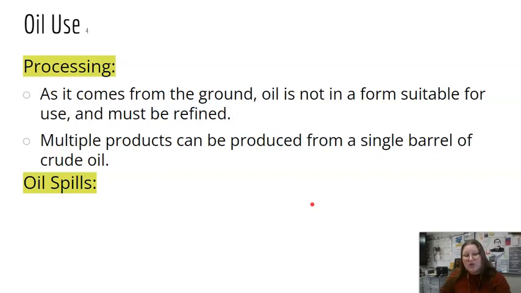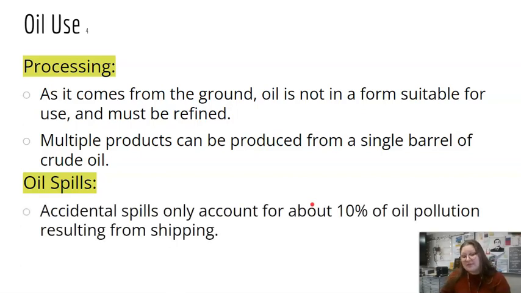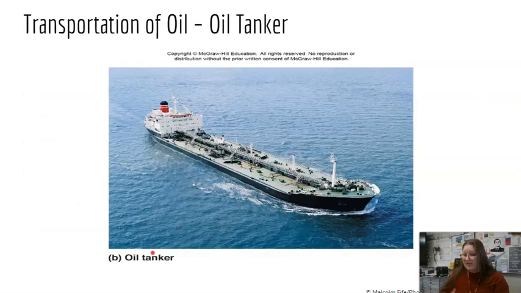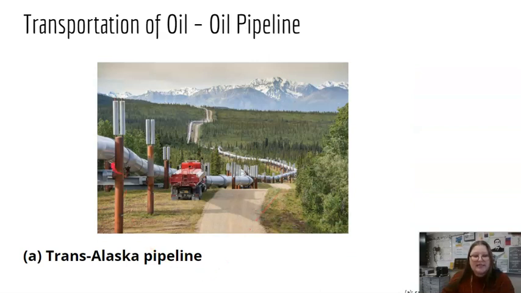Obviously, one issue with oil use is oil spills. So accidental spills actually only account for about 10% of oil pollution resulting from shipping, and the effects are still poorly understood. We see them and they seem really awful, but it's hard to understand how much they're really affecting. This is what an oil tanker looks like, so transporting oil through the ocean. And then this is how we transport oil terrestrially, or on land.